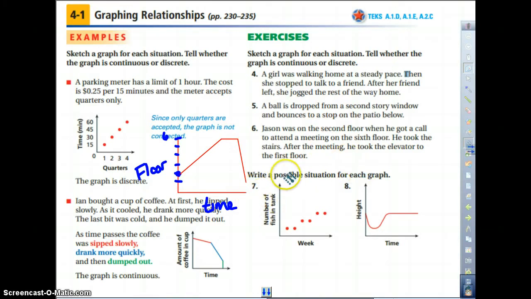Number 8, they want you to write a possible situation for that graph. We're doing time versus height. Time versus height. Can you think of a situation? We're going to pause the video here.